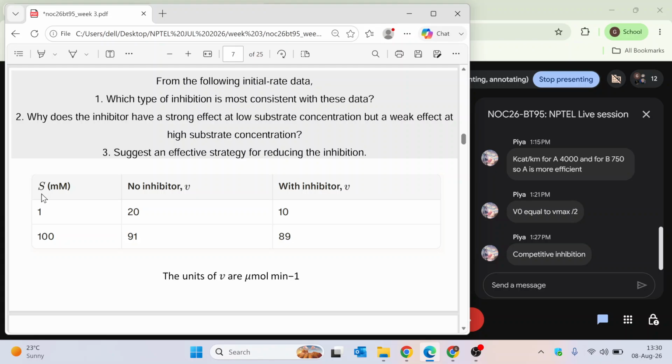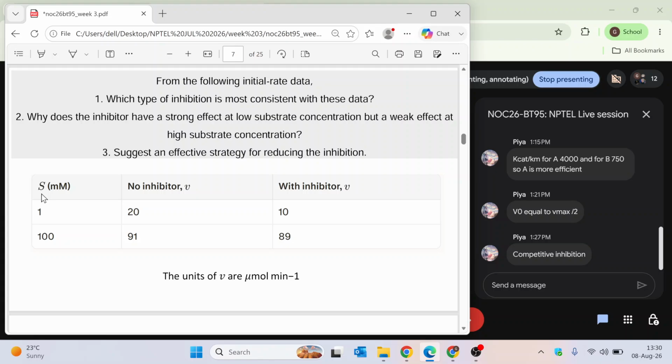Okay, so in that case, we know that when the substrate concentration is very excess, then it can overcome this competitive inhibition. So that is what we typically observe here. When the substrate concentration is very low, the substrate cannot actively compete with the inhibitor to reach the active site of the enzyme and make the reaction continue. But when there is a very much excess of your substrate in comparison to your inhibitor, the chances of the substrate binding to the enzyme is very high.